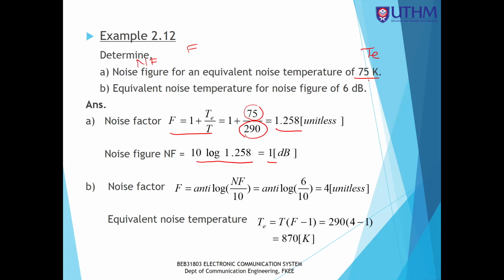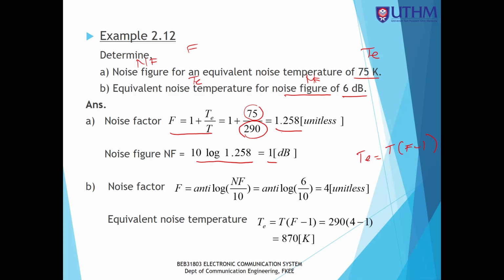Then the second question says to find the equivalent noise temperature TE, if you are given the noise figure equal to 3 dB. From the noise figure you need to find F, because you want to find TE, where TE equals T times F minus 1. So F is the antilog of the noise figure divided by 10, which is 0.3.